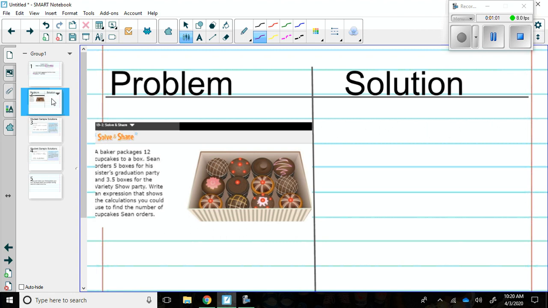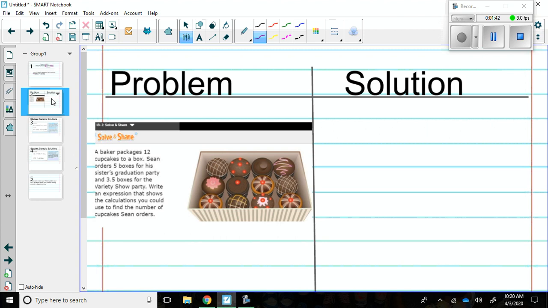Today's solve and share problem is a baker packages 12 cupcakes to a box. Sean orders 5 boxes for his sister's graduation party and 3.5 boxes for the variety show party. Write an expression that shows the calculations you could use to find the number of cupcakes Sean orders. I want you to pause the video now and solve this problem any way you choose. Make sure you focus on the expression and then solve.